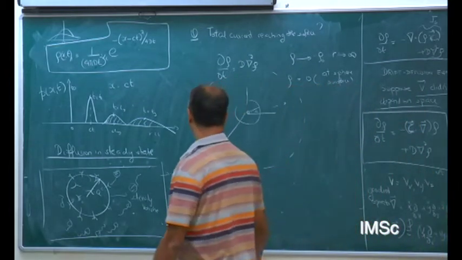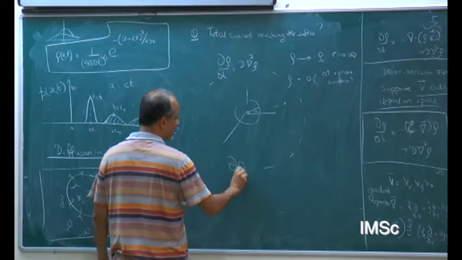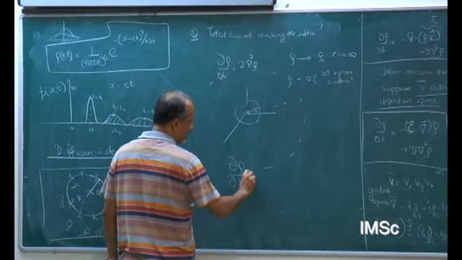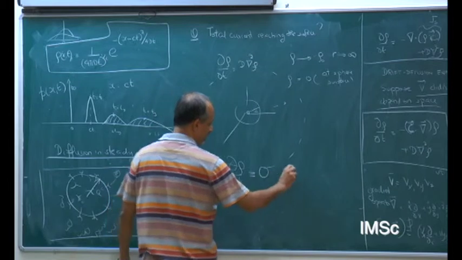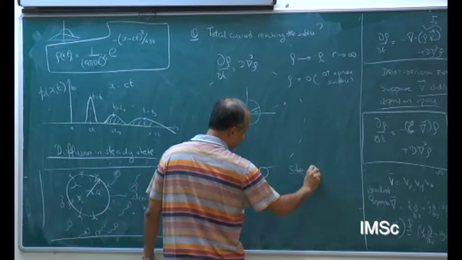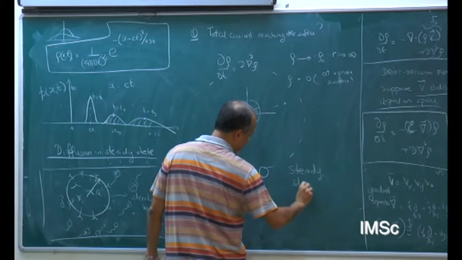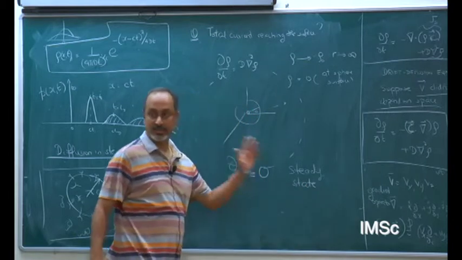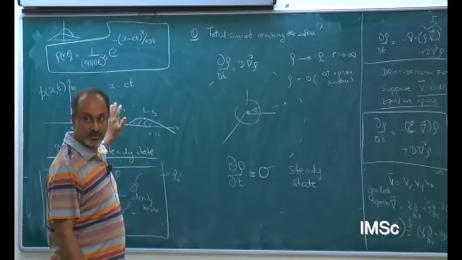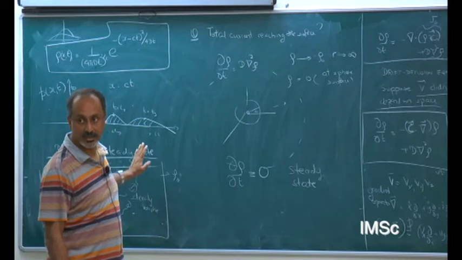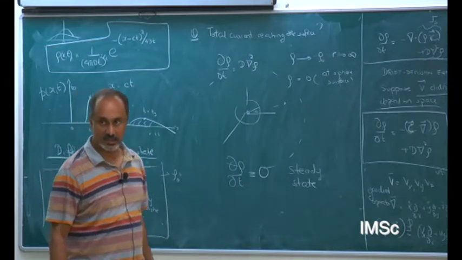Because I am looking at steady state, I can say that nothing depends upon time, therefore delta rho by delta t must identically be 0. This is a consequence of what I will call steady state, meaning nothing depends upon time. I am always supplying enough ligands from the outside so that the density is maintained at infinity.